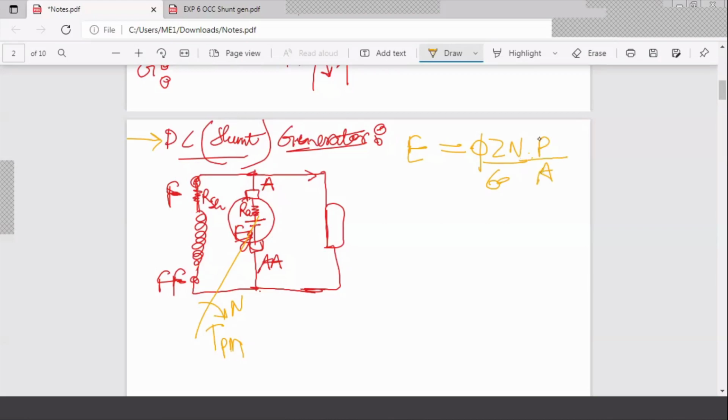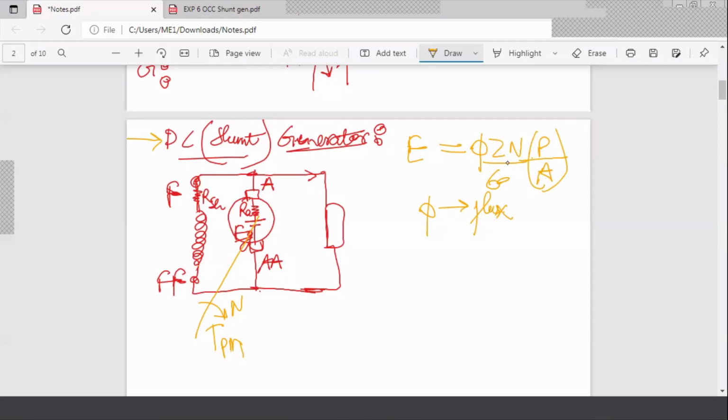Into P by A. So this is an expression, but what are these individual terms here? Okay, phi Z N by 60 into P by A. What is phi? Phi is the flux. Everyone knows what is phi. So phi is flux in Webers.